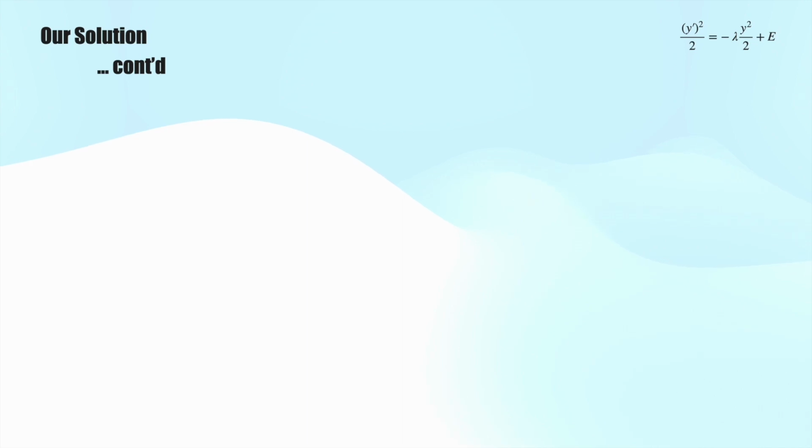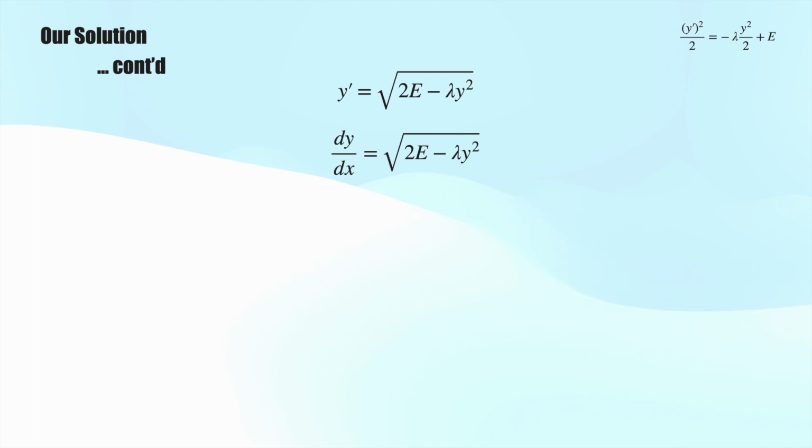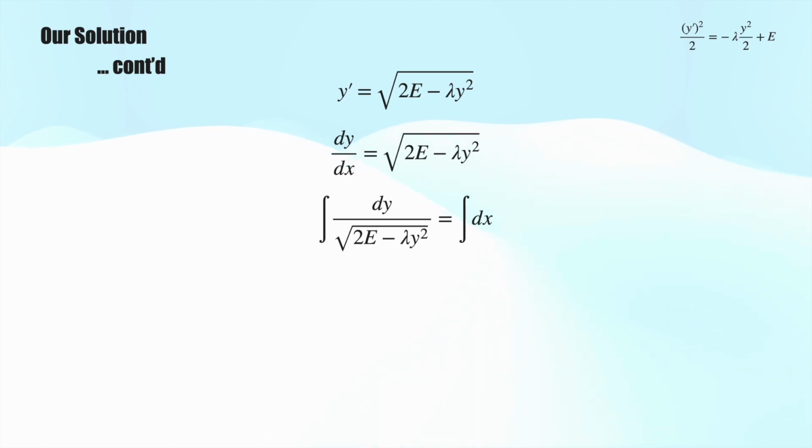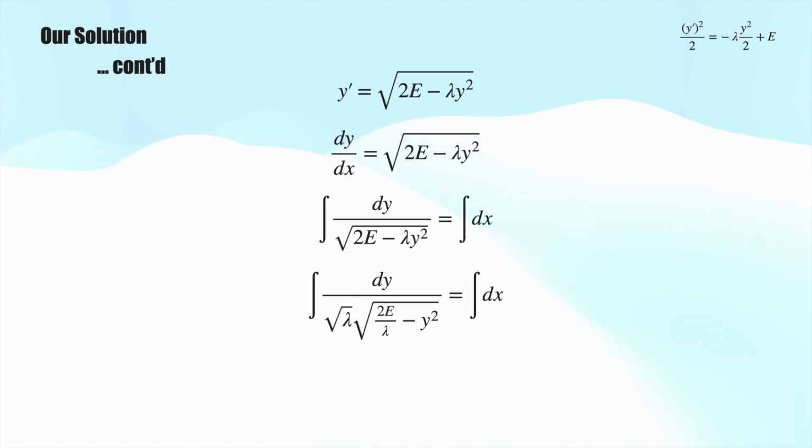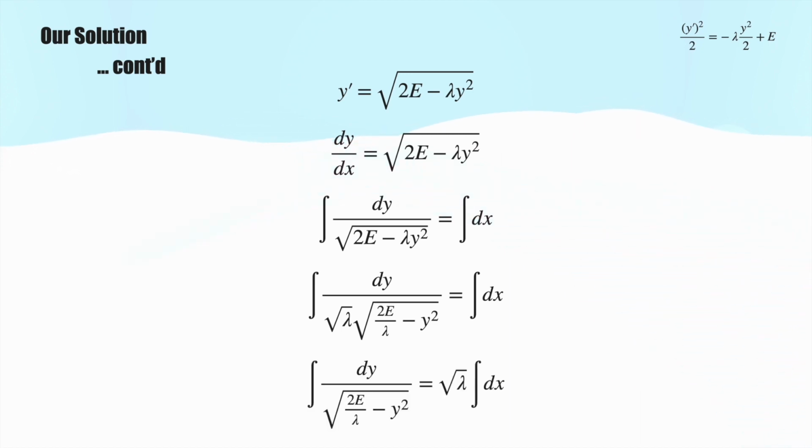So on the top right, I've just kept where we left off. We are going to then isolate y prime. And we're going to rewrite it as dy over dx so that now we can separate and integrate. And notice how I have manipulated the denominator. And that's what we get.